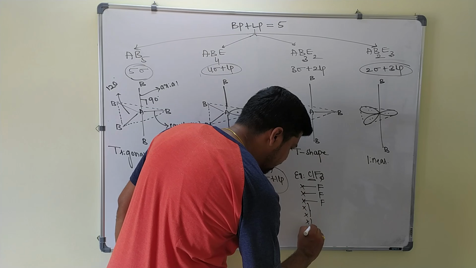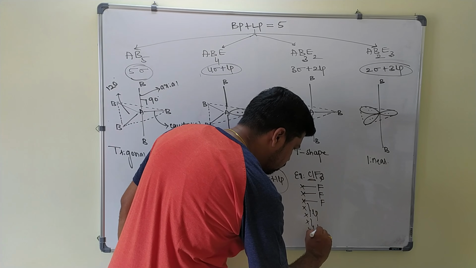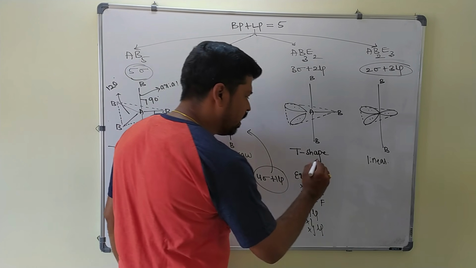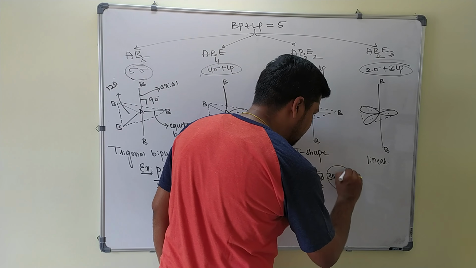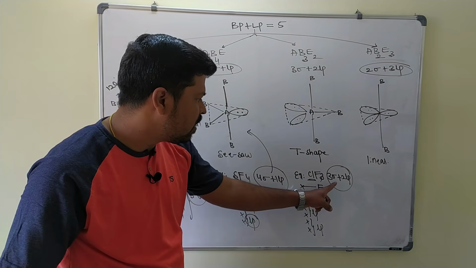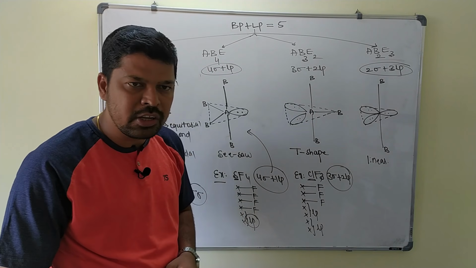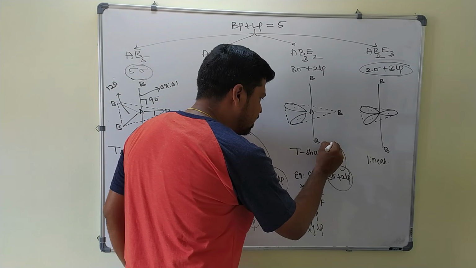Remaining 4 electrons are taken as what? 2 lone pairs of electrons. This is 1 lone pair and this is 1 lone pair. The total number of sigma bonds is 3 and 2 lone pairs of electrons are there. That's why for any molecule with 3 sigma bonds and 2 lone pairs, what is the shape of the molecule here? Again, it is a T shape.